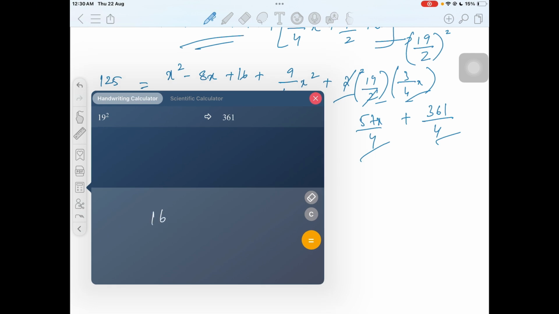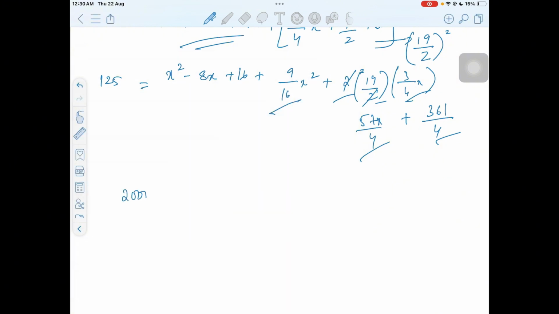Let's just clear it. 16 multiplied by 125 would be 2000. So this would be 2000. This will be multiplied by 16, this will be multiplied by 16, this will be multiplied by 1, and these will be multiplied by 4. So let's just multiply it. So this would be 16x², right? And plus 9x². This plus 9 is over here. So this would be 25x², right?